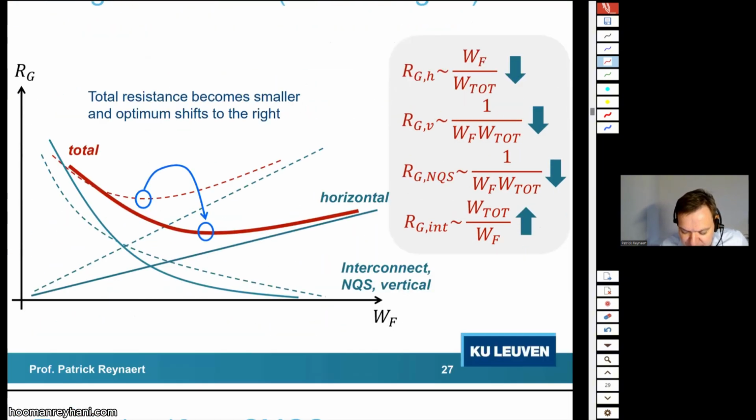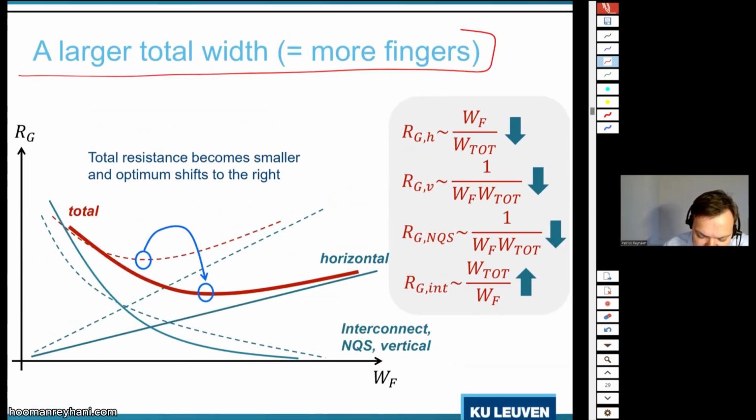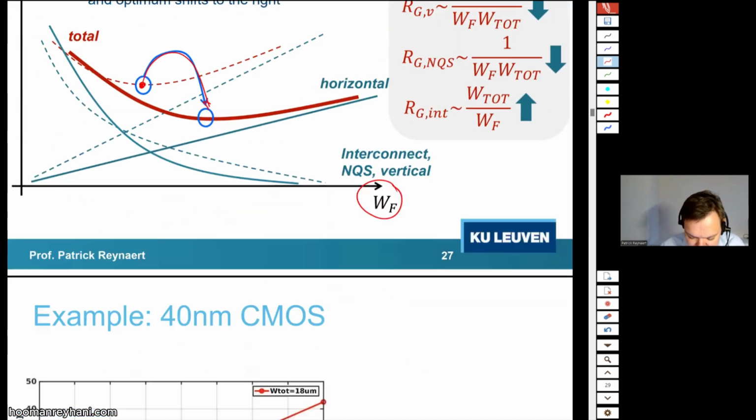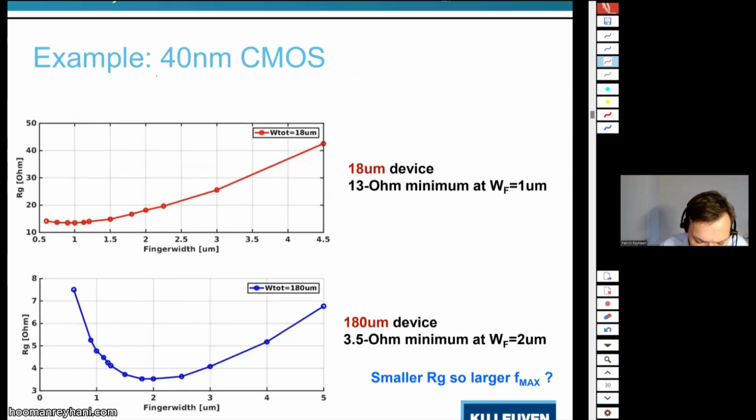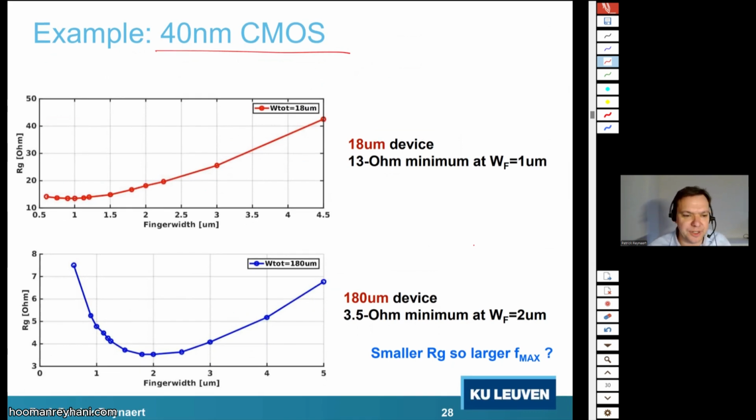But if you would like to make a large transistor, a transistor with lots of fingers, all those fingers would have to be connected in parallel. Then we see that the optimum is shifting to somewhat larger finger widths. And I have an example here, and this is an example in 40 nanometer CMOS. And we have seen exactly the same in 16 nanometer. We are just exploring 7 nanometer.